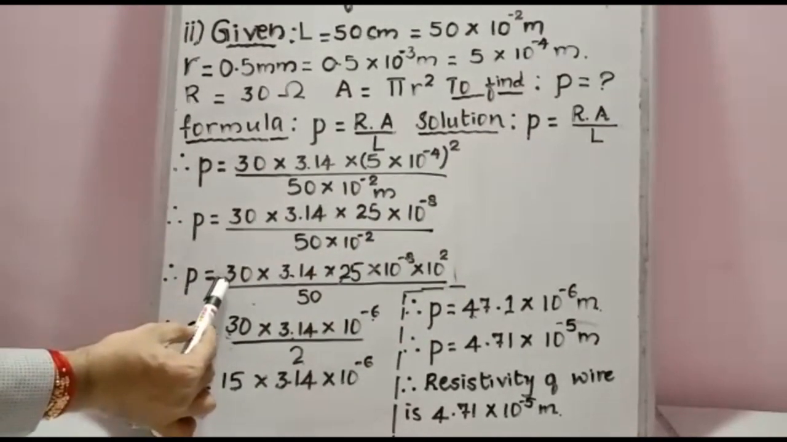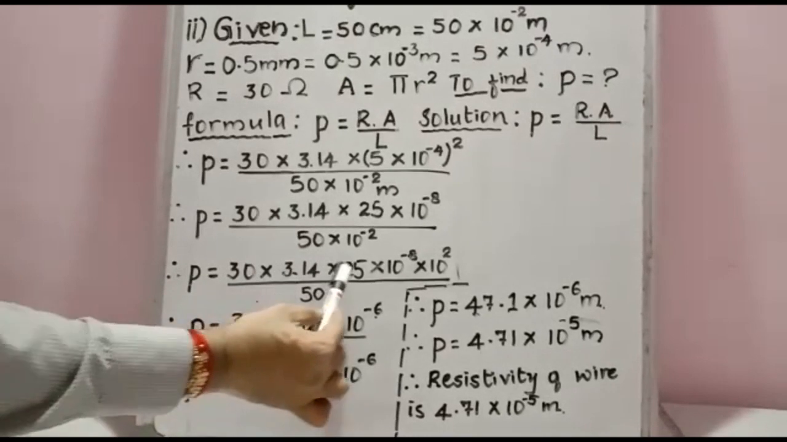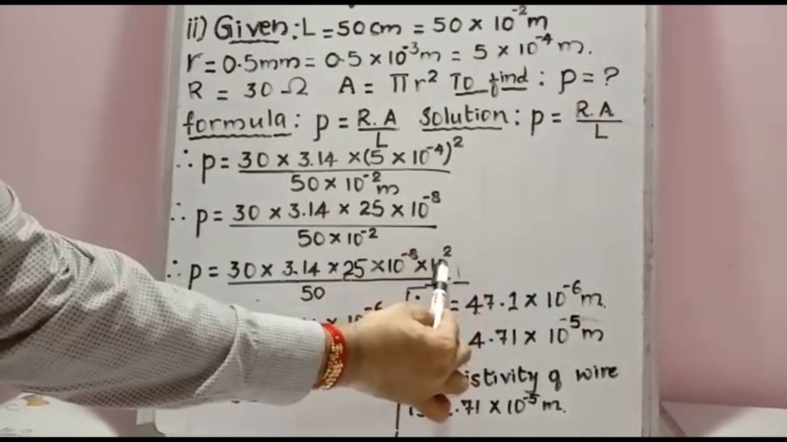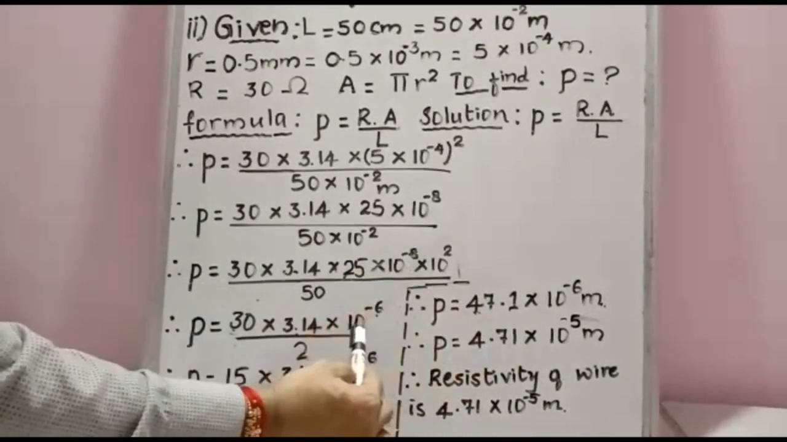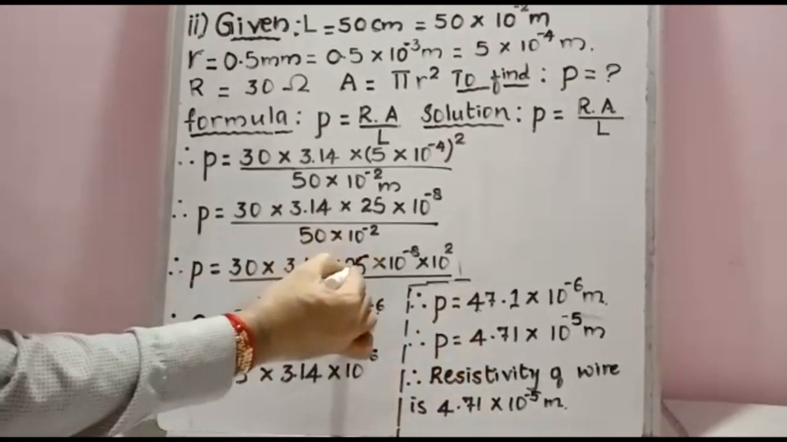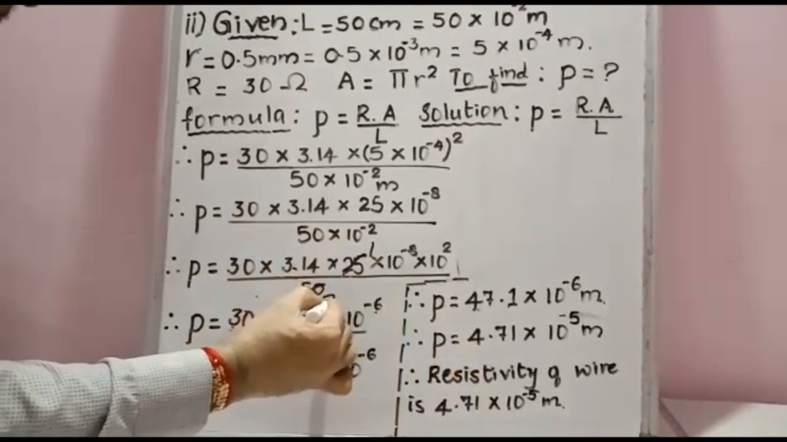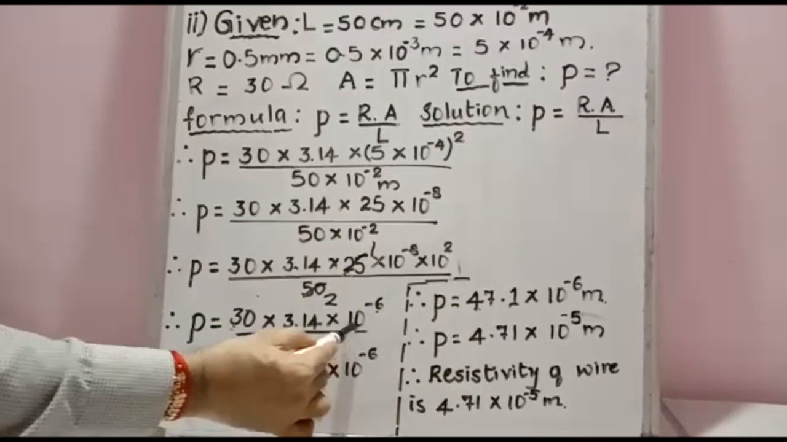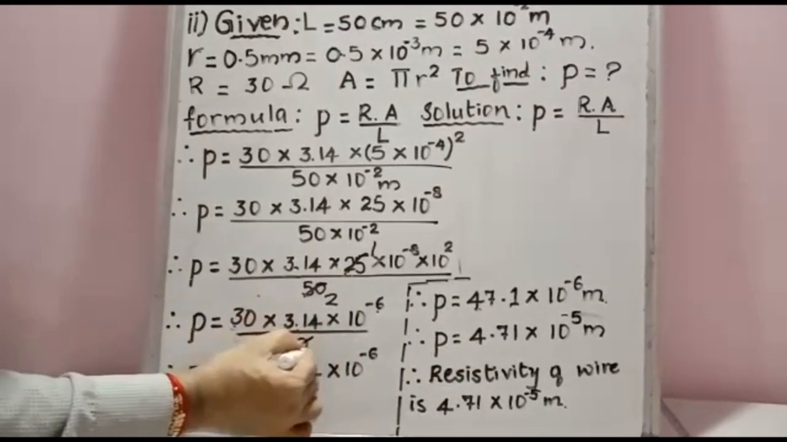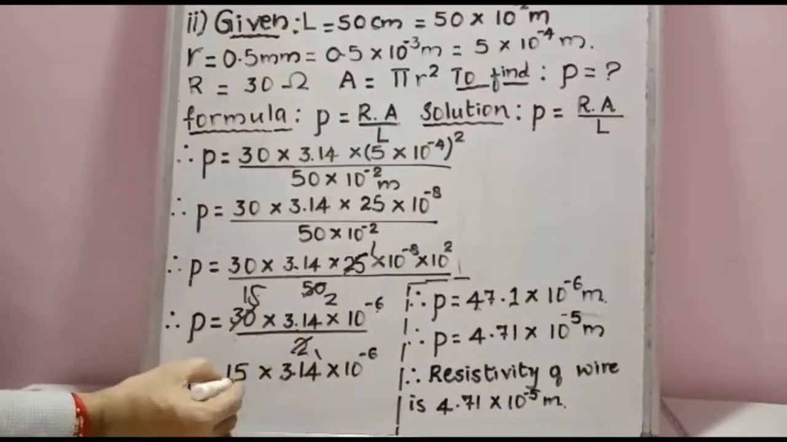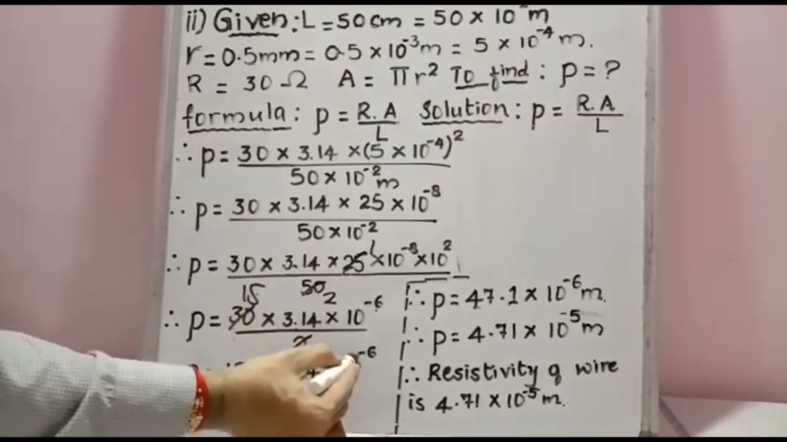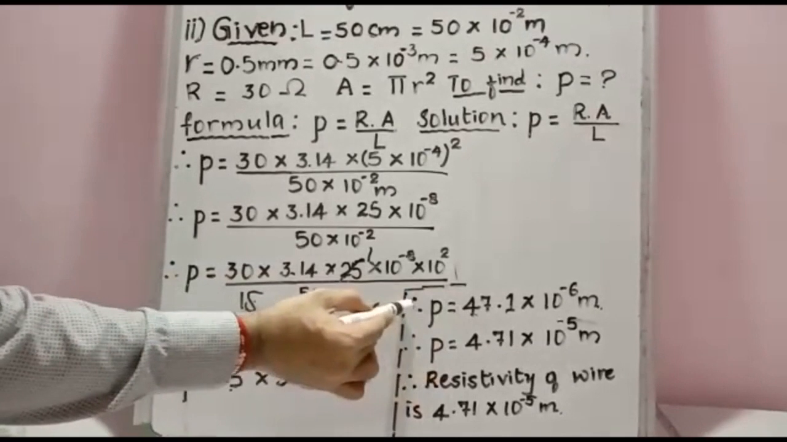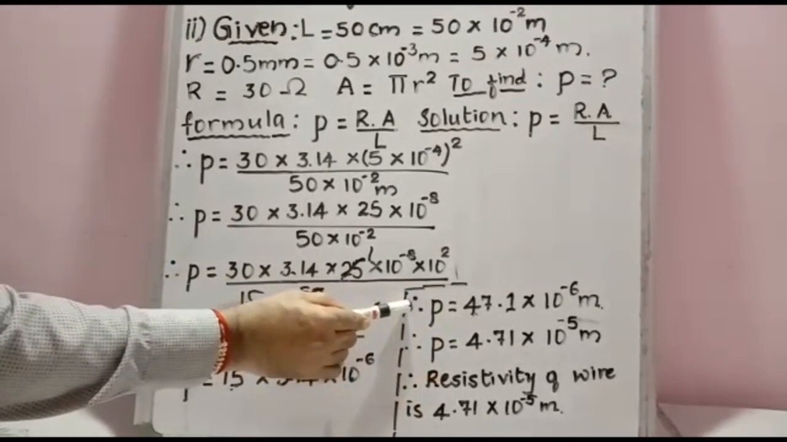Now 30 into 3.14 into 25, with 10 raised to minus 2 in the denominator; when we take it to the numerator, it will become plus. So minus 8 plus 2 is minus 6. Now 25 ones are 25, 25 twos are 50. Now 30 into 3.14 into 10 to the power of minus 6 upon 2. Two ones are 2, two fifteens are 30. 15 into 3.14 into 10 to the power of minus 6. 15 into 3.14 is 47.1 into 10 to the power of minus 6 meters.